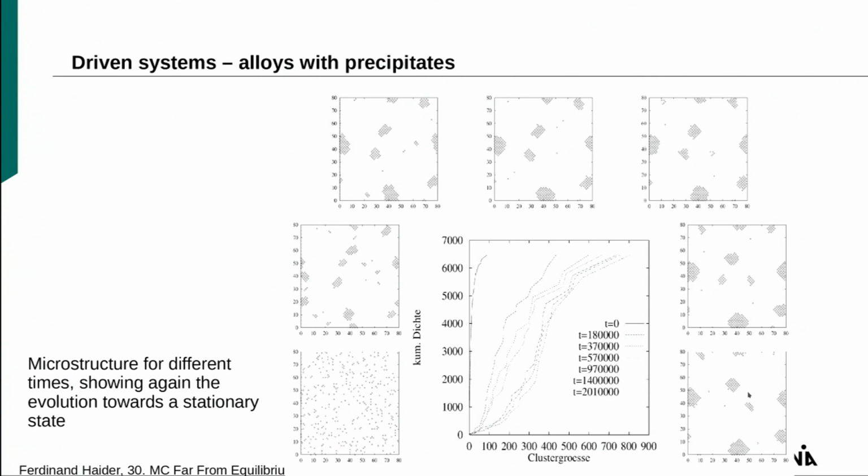Stable does not mean that the system freezes. It still evolves in time, but the rate of athermal to thermal processes cancel out. Yeah? And here, these are these size distributions, these cumulative size distributions, which more or less approach a kind of stable state here.